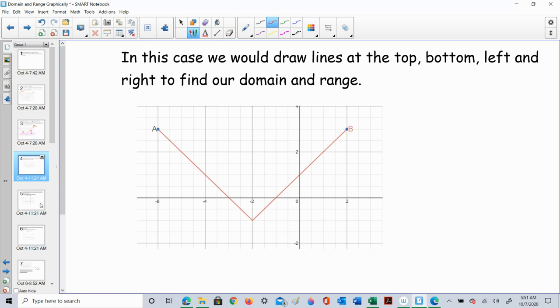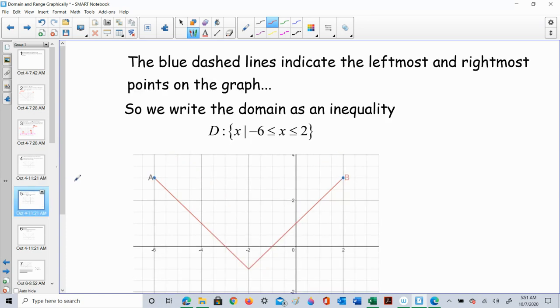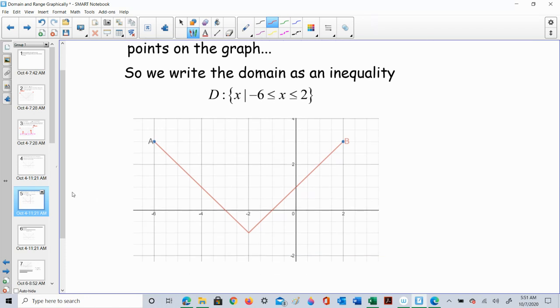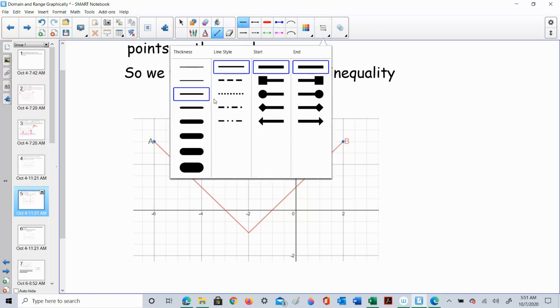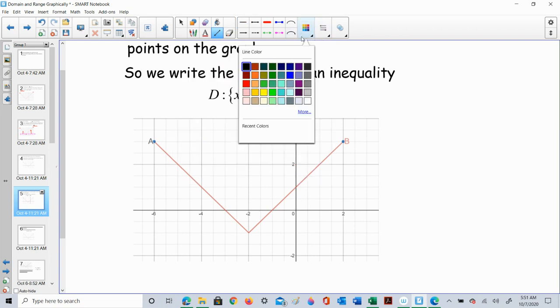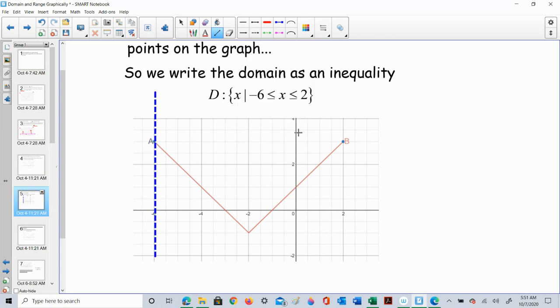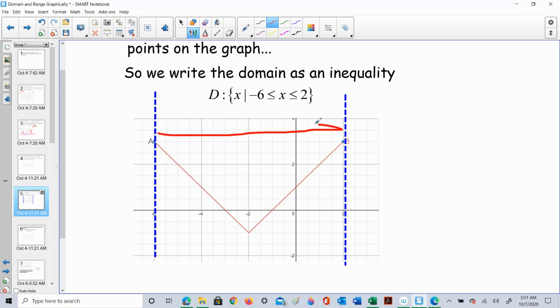So what do I mean about drawing lines? Blue dashed lines indicate the leftmost and rightmost points on the graph. There are no lines there now, but that's what I'm about to put in. I'm going to make them dashed, and I'm going to make them blue. So I have this side, and I have this side. That's our domain. Our domain is from here to here, from -6 to 2.